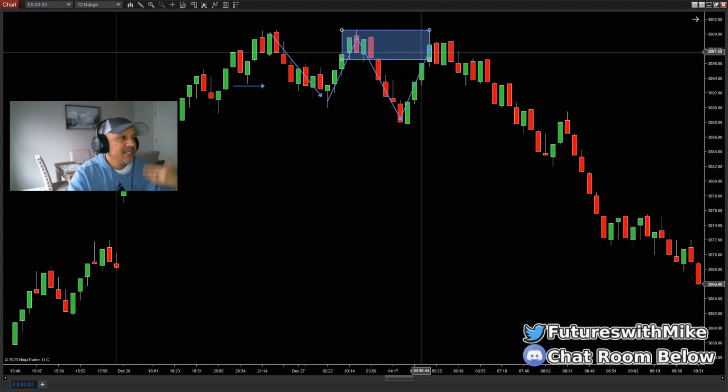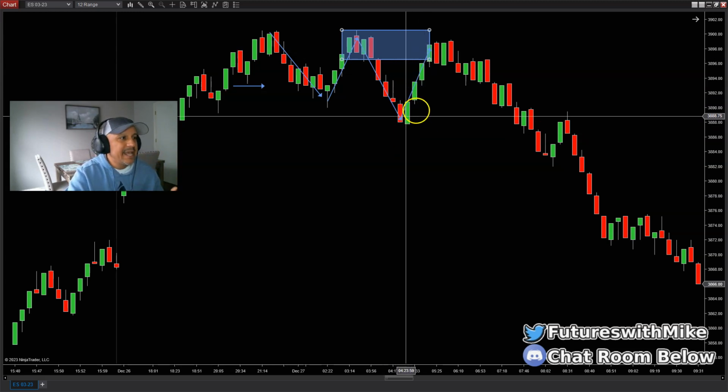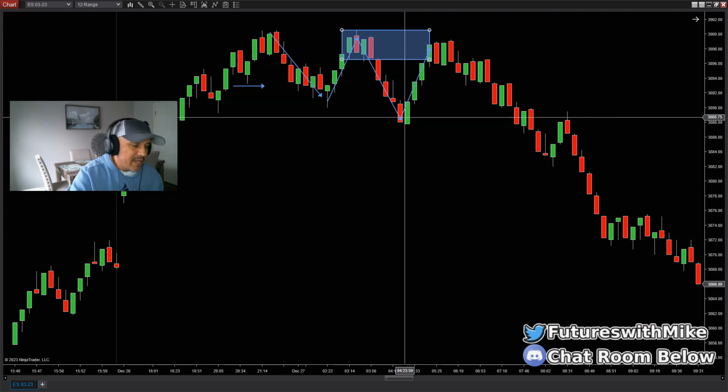Wait for the rejection to take your aim or take your shot, taking it where? Back down to the most recent low, right here, okay? Why are we aiming for the most recent low? Because there's liquidity there. What does that mean?